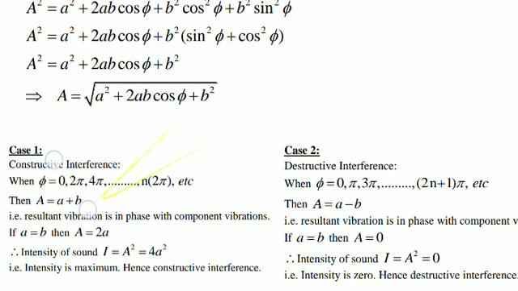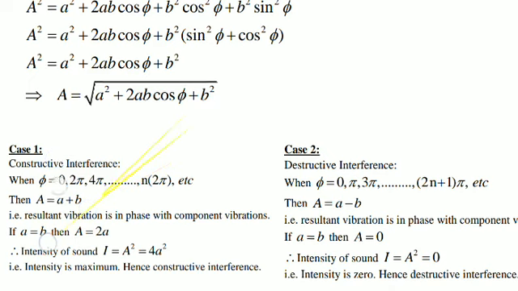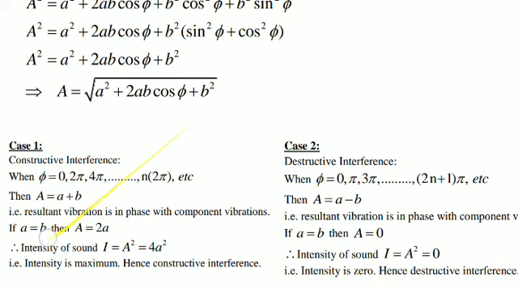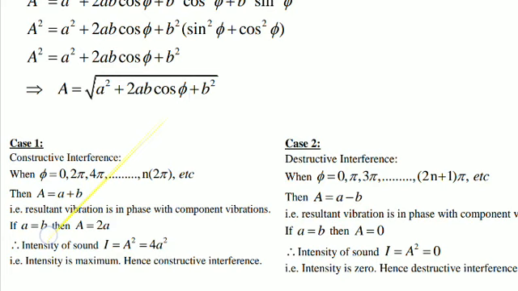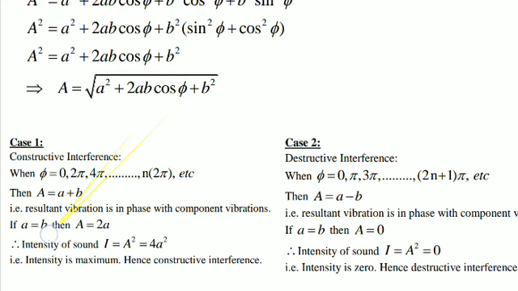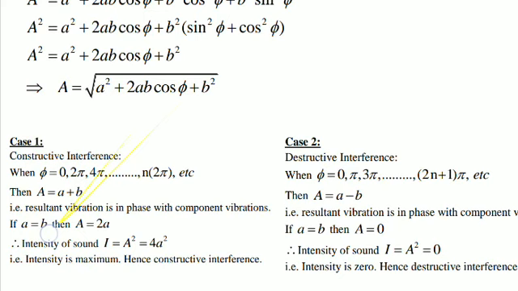So the maximum value of this capital A depends on this phi. When phi is equal to 0, for example, cos phi will be equal to 1. If cos phi is equal to 1, then under root of a square plus twice ab plus b square is nothing but a plus b whole square, under root. So the under root and whole square will get cancelled, and the remaining value will be a plus b. That will be the maximum value possible for the amplitude, capital A.